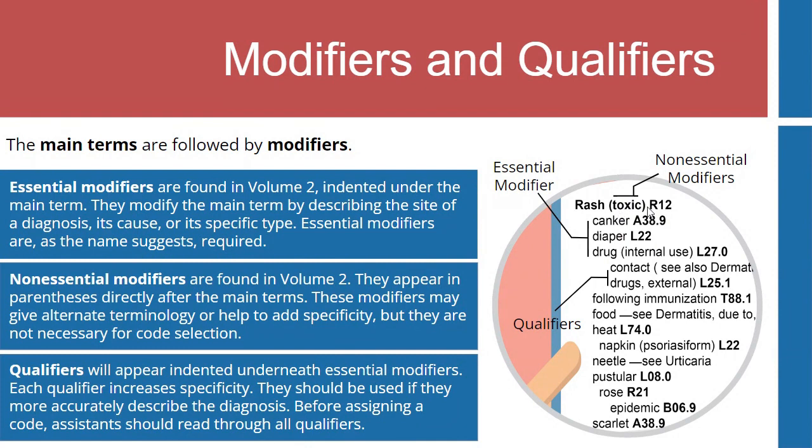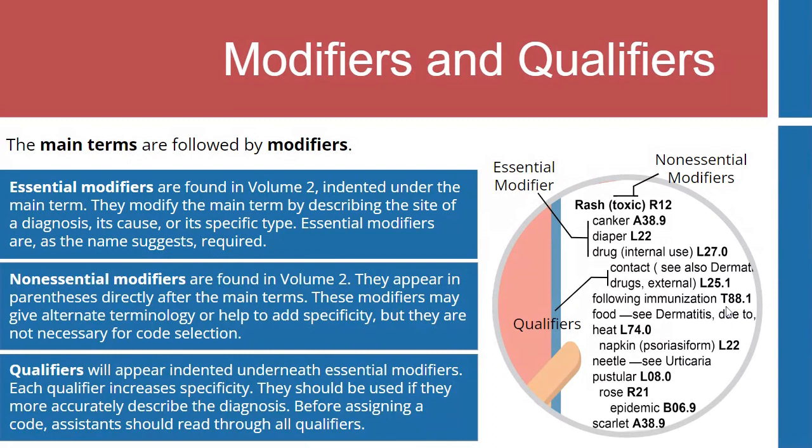So notice how this says toxic, right? And then the qualifiers, it adds more information. So let's say the baby has a rash, right? So we specify diaper rash L22. How did the baby get a diaper rash? Well, it was following immunizations, and so that would be T88.1. So that's being as specific as possible. The baby got a diaper rash after immunizations. Okay, so those are qualifiers.